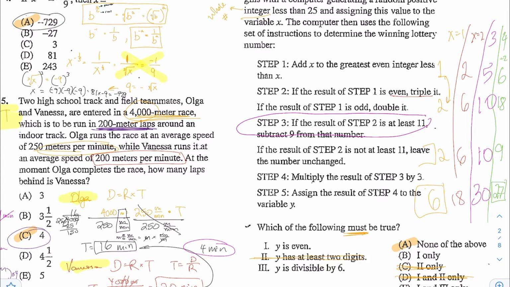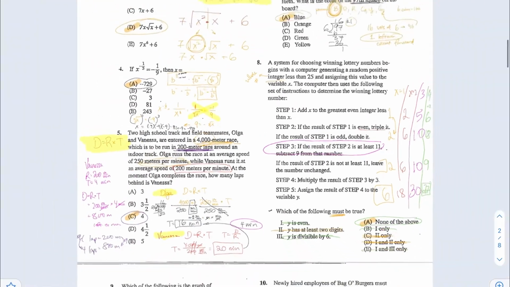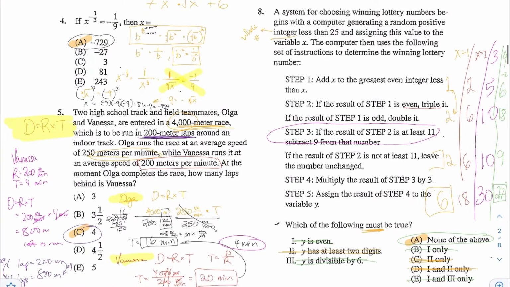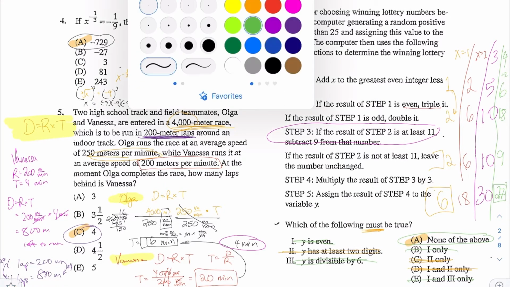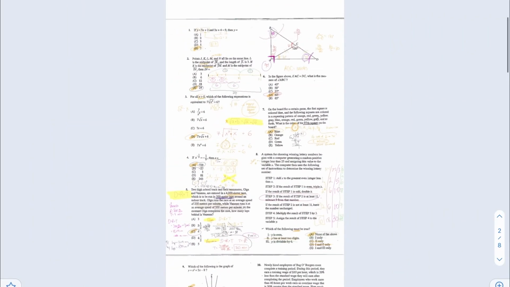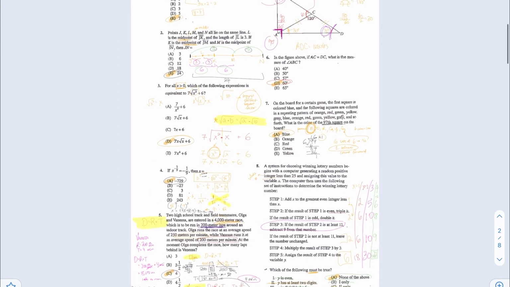Now 27 is not even, and it's not divisible by 6. So we can eliminate 1 and 3. The answer has to be choice A, none of the above. So sometimes you can get an odd number like 27. All right, so for number 8, the key here was just to guess and check. And here's the summary for this first page.